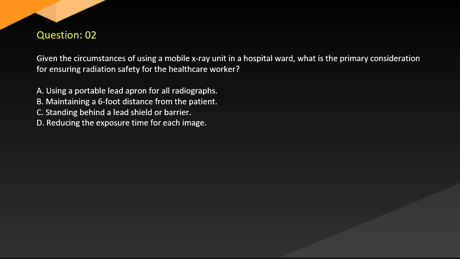Question 2. Given the circumstances of using a mobile X-ray unit in a hospital ward, what is the primary consideration for ensuring radiation safety for the healthcare worker? A. Using a portable lead apron for all radiographs. B. Maintaining a 6-foot distance from the patient. C. Standing behind a lead shield or barrier. D. Reducing the exposure time for each image.